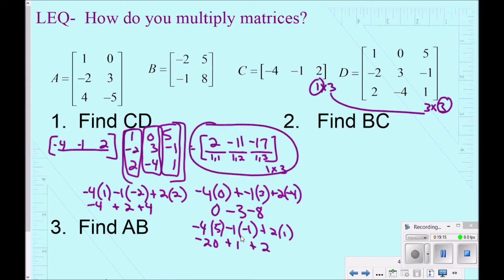Next one, we're going to find BC. So BC is a 2 by 2. Or B is a 2 by 2, I should say. C, we already said that's a 1 by 3. So in that order, 2 and 1 don't match up. So this is not possible, or you could say undefined. Not possible to multiply in that order.